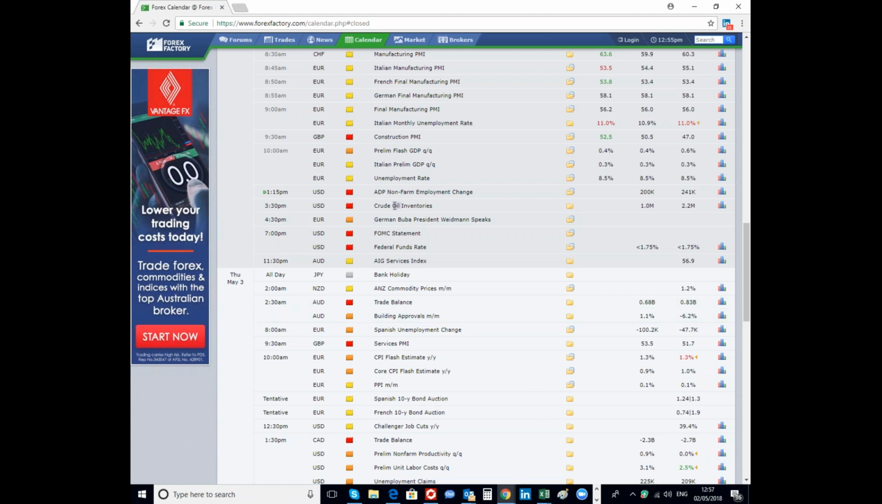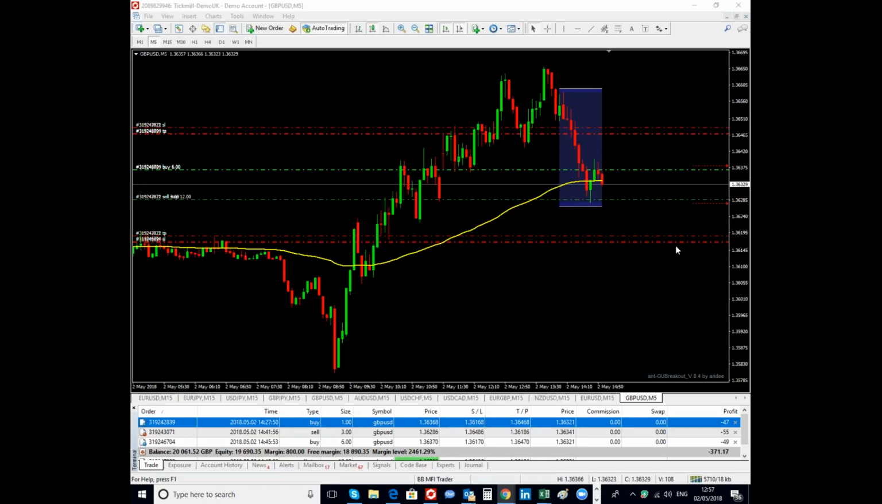What else have we got? Crude oil inventories. We'll see some movements off the back of crude oil inventories as well. FOMC statement at 7 p.m. tonight, so we should see some movement tonight off FOMC as well. That should be quite good. So if you guys are trading at that time, US dollar, you're going to get movement out of the US dollar. It's a good time to trade. If you're trading this, we still got to wait for this thing to play out.